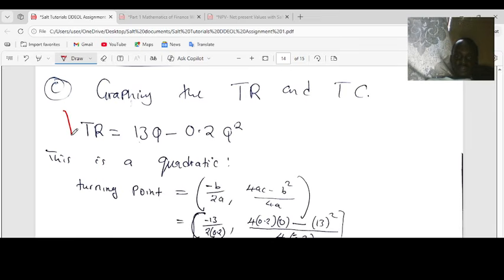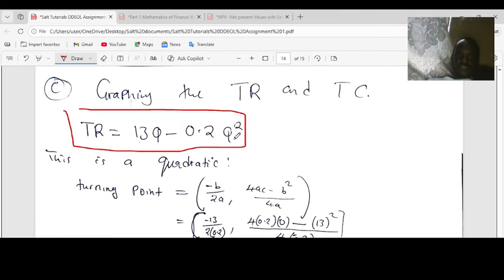number 1, total revenue is a quadratic function. How do you graph a quadratic function? When you're graphing a quadratic function, number 1, find your turning point. Remember, in Grade 11, it is negative b over what? 2a. I think there is also a document on how to graph a quadratic function that I sent you. So just try to follow through on how to graph a quadratic function. So find your turning point.